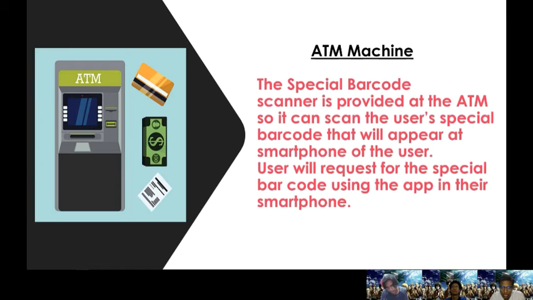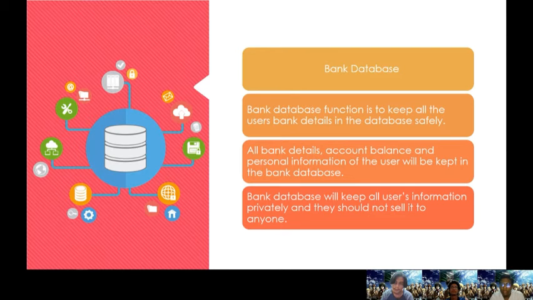The special barcode scanner is provided at the ATM, so it can scan the user's special barcode that will appear on the smartphone. Okay, last one, bank database. The bank database's function is to keep all the users' bank details in the database safely.